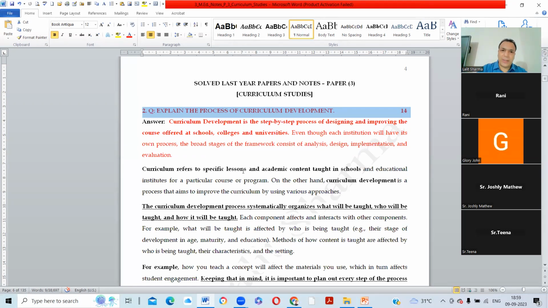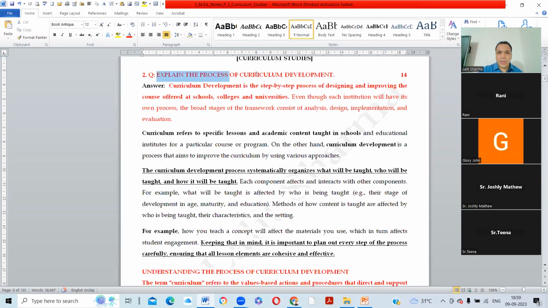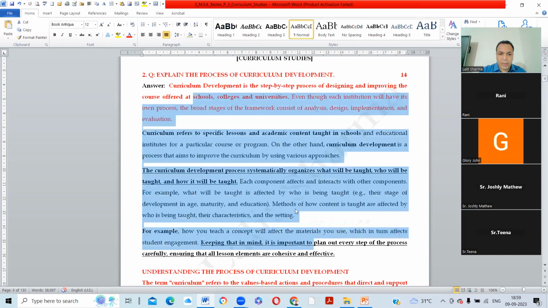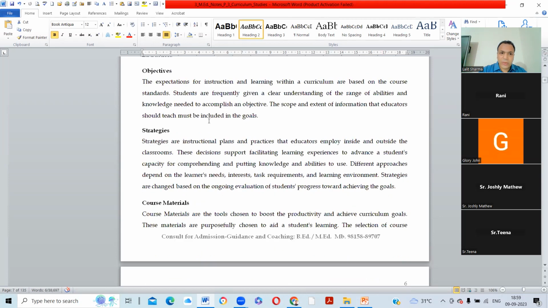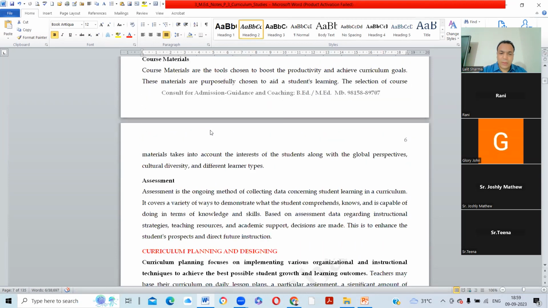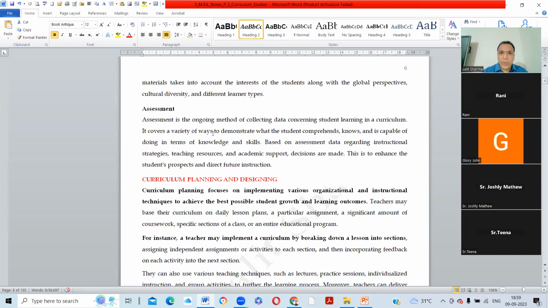Process of curriculum development. These all things. And here, one thing is, new. This is a model, right? Models of curriculum development. Under the question of explain the process of a curriculum development, first you have to talk about curriculum development, right? Then understand the process of a curriculum development. It includes these all things: objectives, strategies, course material, assessment, evaluation. It is including. Process of a curriculum development में हमने everything we have to talk from starting to end, right?